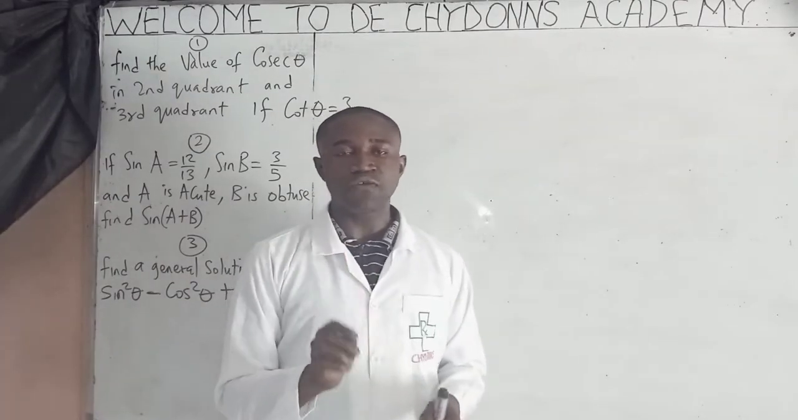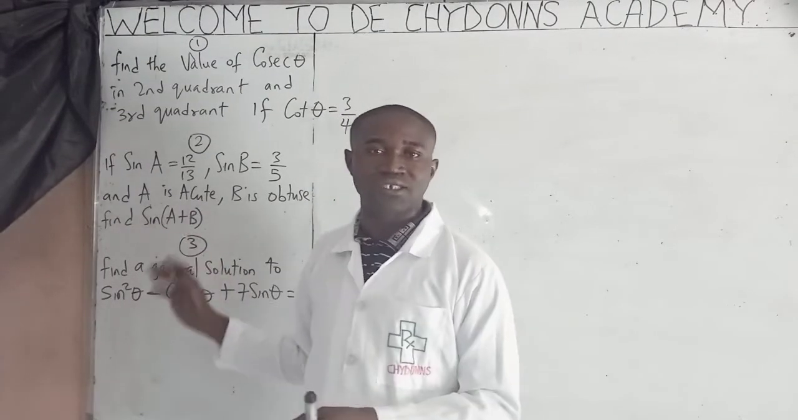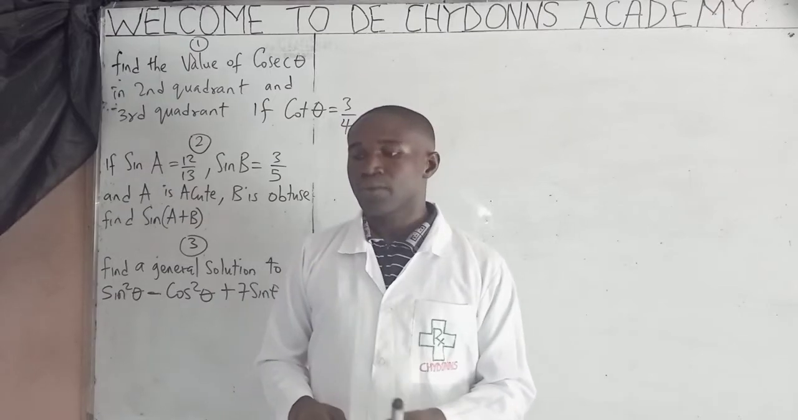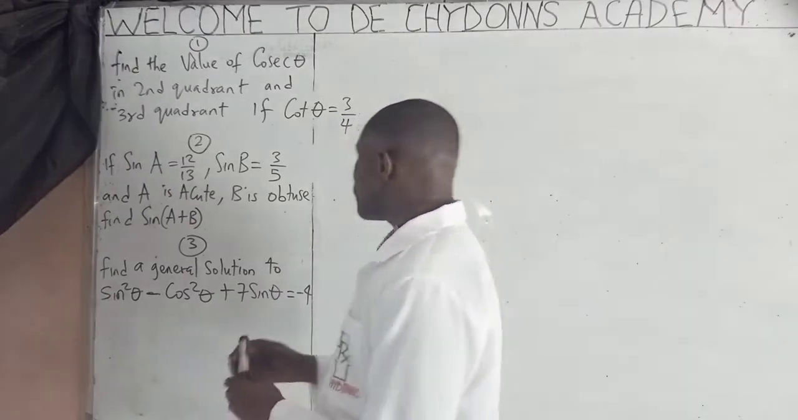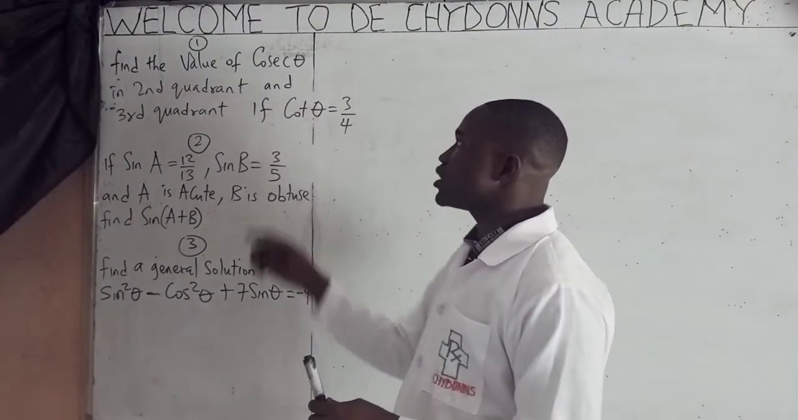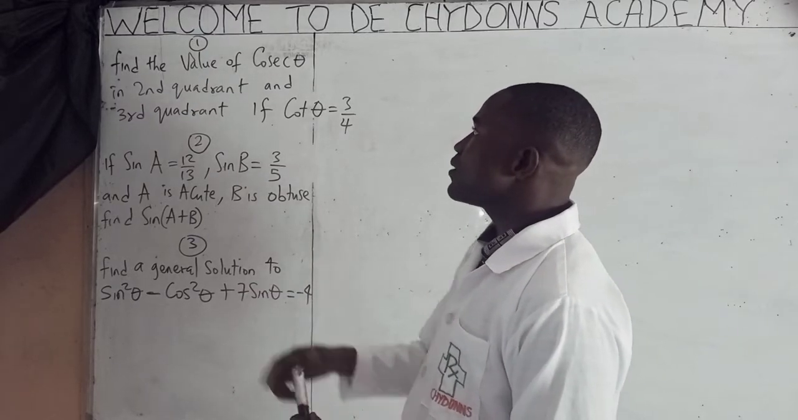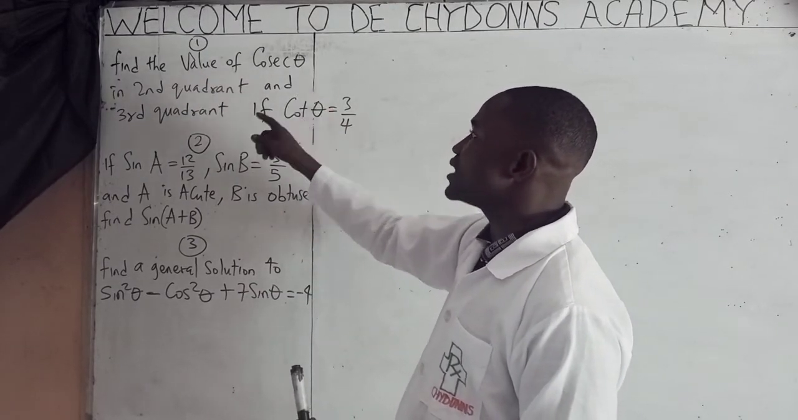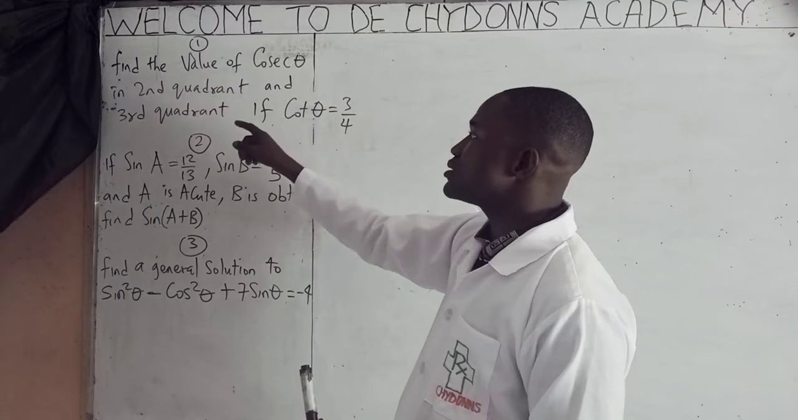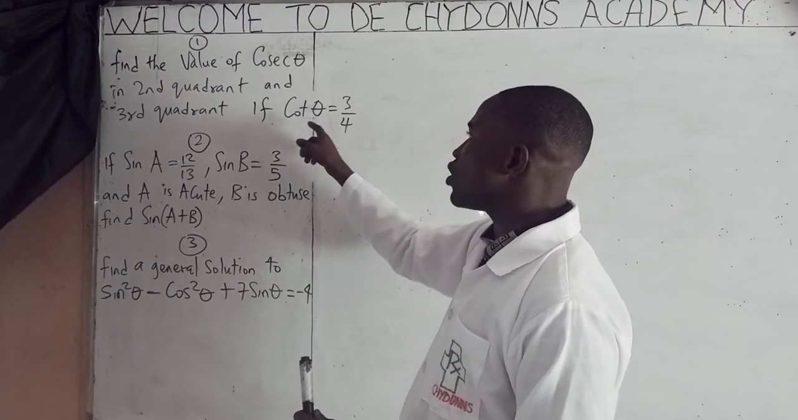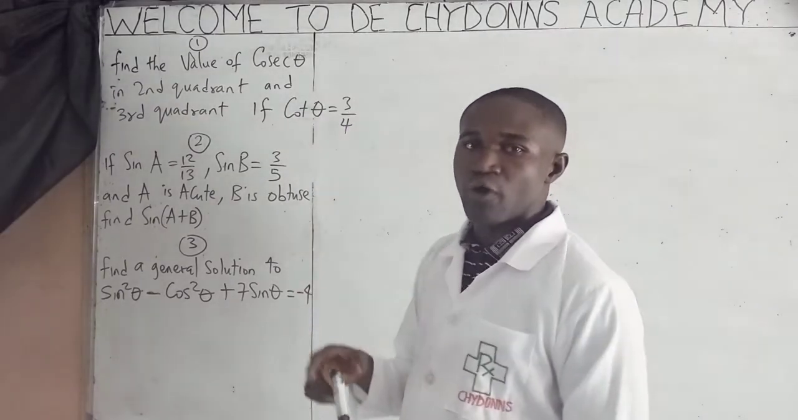Now, in this video, please see how we solve all these three questions. If you are to answer question number 1, we say find the value of cosec theta in the second quadrant and third quadrant if cos theta equals 3/4.